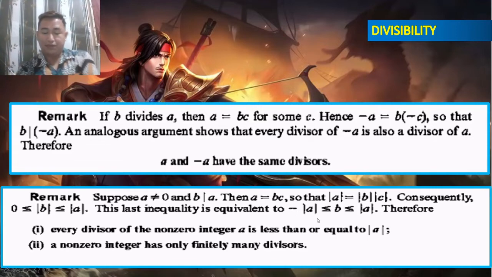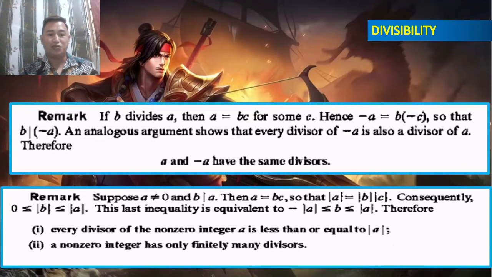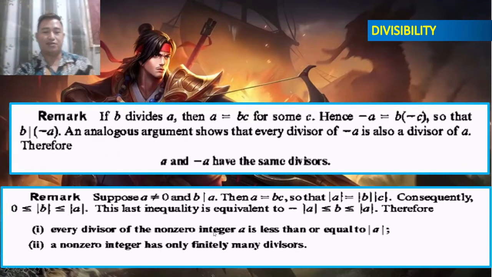Here, b has no absolute value, while here there is one. So b is in between these two. So every divisor b of a non-zero integer a is less than or equal to the absolute value of a. We will use this in the next remark.